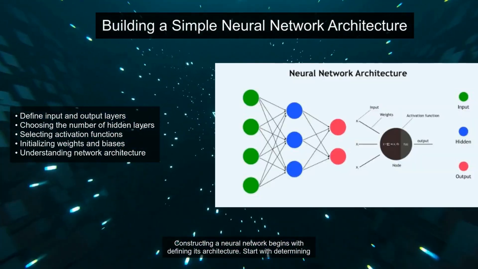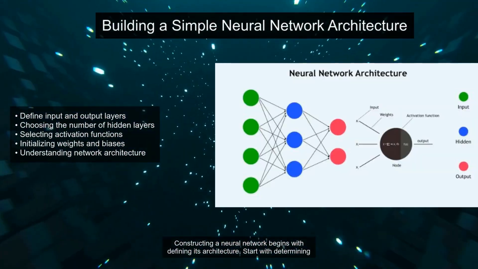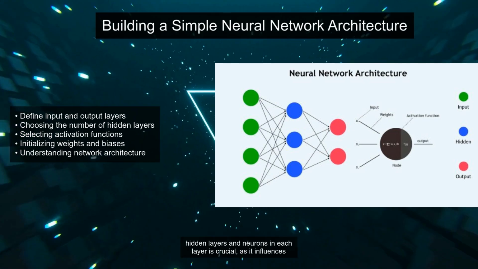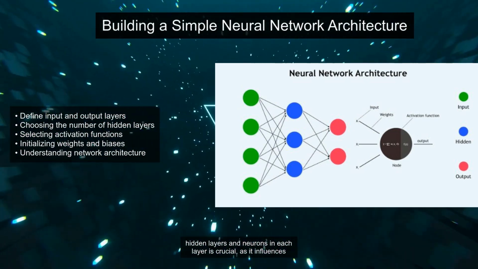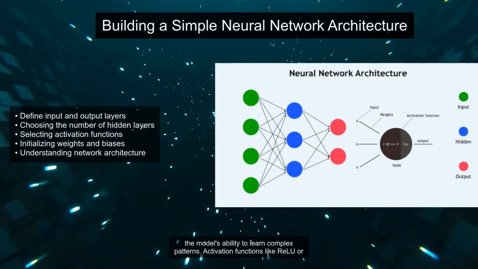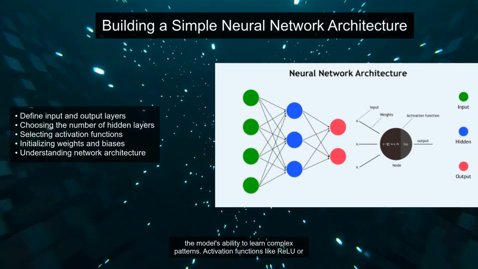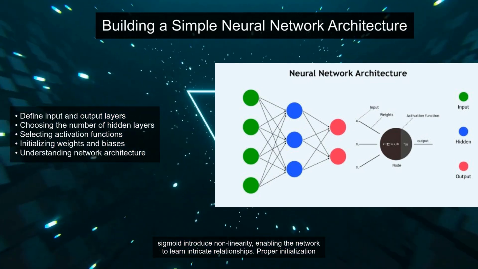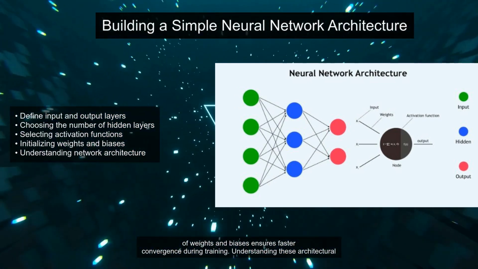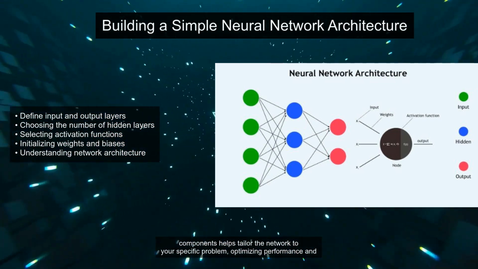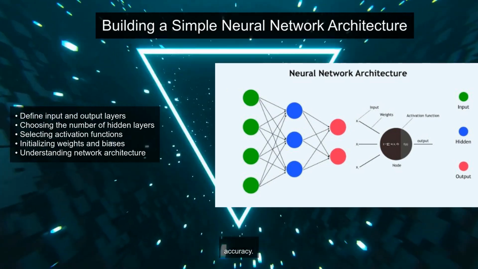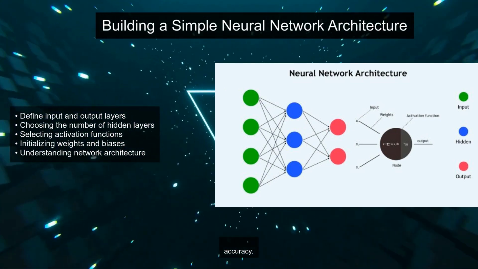Constructing a neural network begins with defining its architecture. Start with determining the input and output layers based on your dataset. The number of hidden layers and neurons in each layer is crucial, as it influences the model's ability to learn complex patterns. Activation functions like ReLU or sigmoid introduce nonlinearity, enabling the network to learn intricate relationships. Proper initialization of weights and biases ensures faster convergence during training. Understanding these architectural components helps tailor the network to your specific problem, optimizing performance and accuracy.